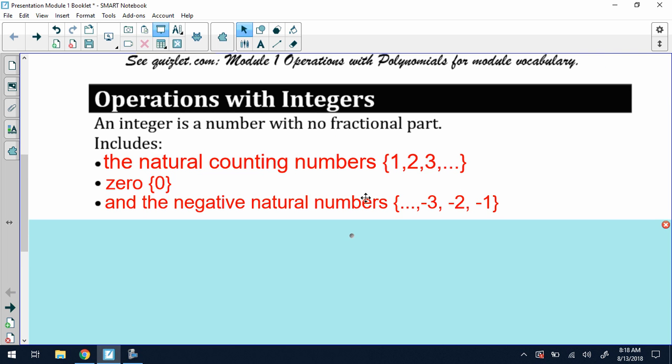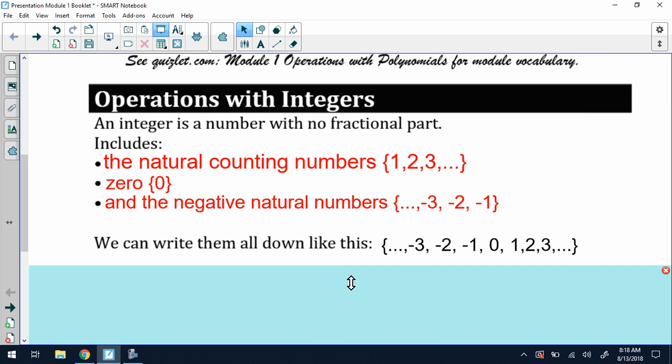If we're writing them all together, we just write this little squiggly thing, which means this is a set, dot, dot, dot, which means it continues forever in that direction, -3, -2, -1, 0, 1, 2, 3, dot, dot, dot, and closing our set. Pause for a moment if you need to get that written down. We're going to go on and look at adding integers.